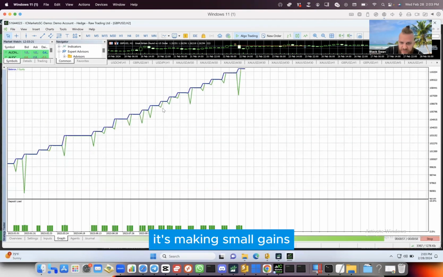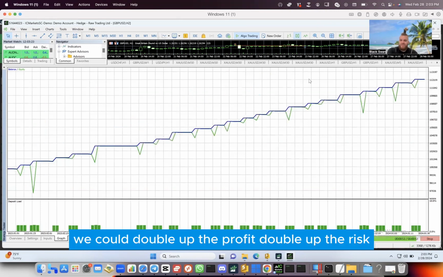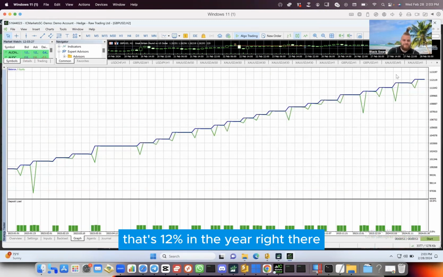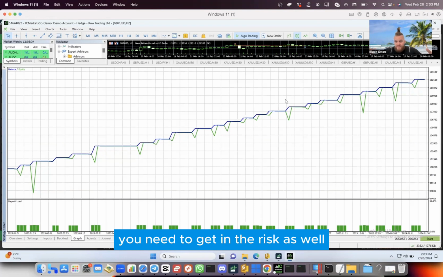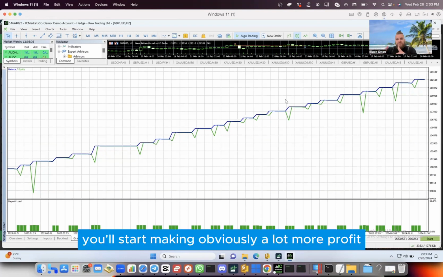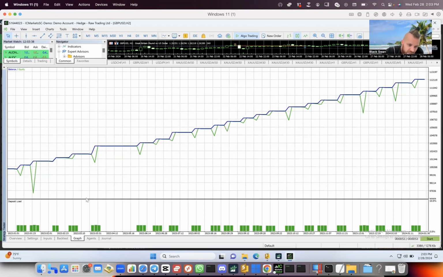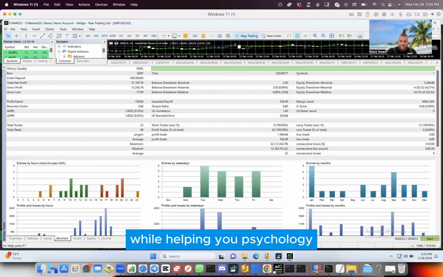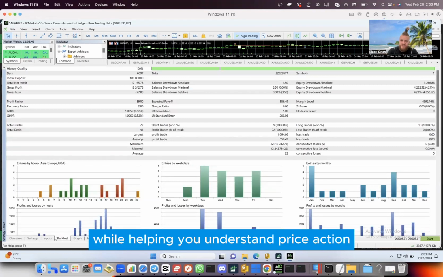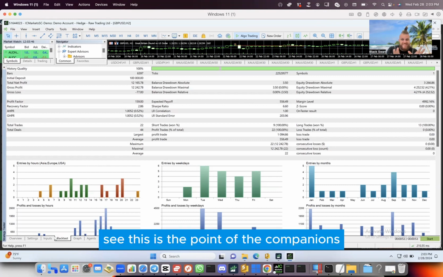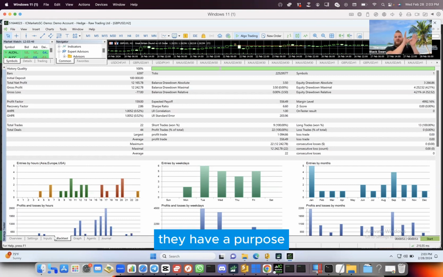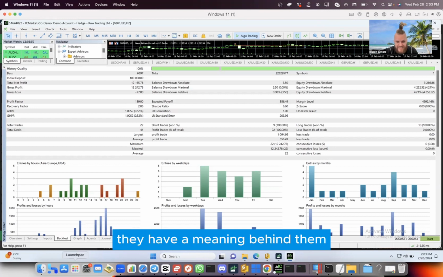You can see here, it's making small gains, small gains. This is just an example. We could double up the profit, double up the risk. That's 12% in the year, right there. But if you have this over 4, 5, 6, 7, 8 pairs, you're mitigating the risk as well. And then you'll start making, obviously, a lot more profit, while helping your psychology, while helping you understand price action, while helping you hold trades. This is the point of the companions. They have a purpose. They have a meaning behind them.